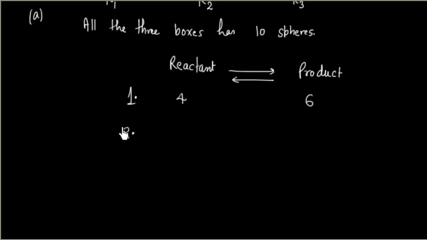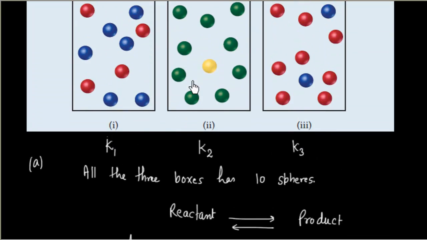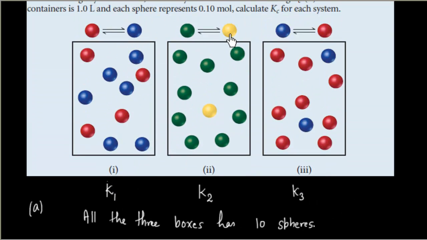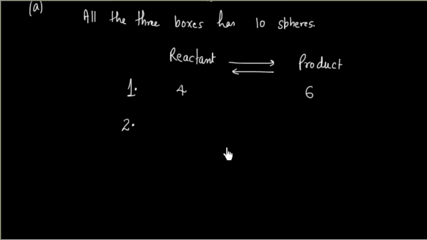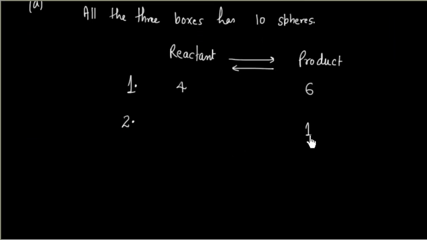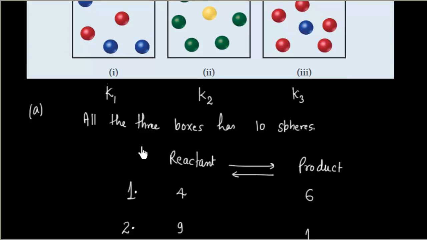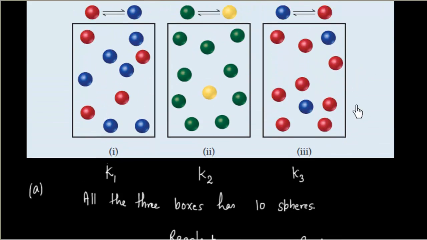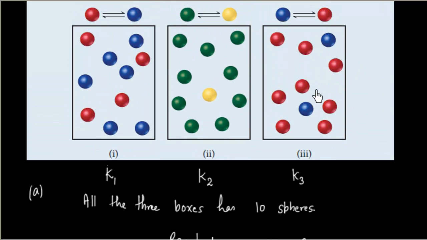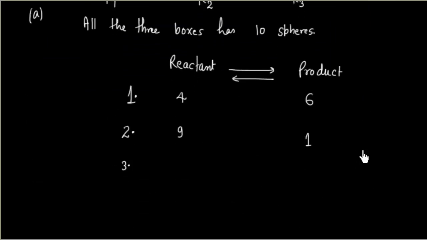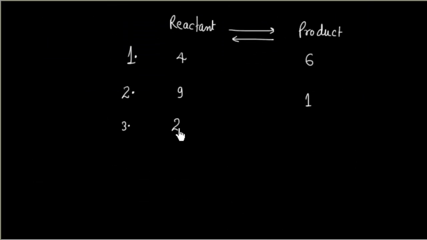Now let us see reaction number 2. We have only one product, that is the yellow one. So we have 1 sphere of product, and then we have 9 spheres as reactant. Now in situation number 3, we have 2 spheres as reactant, that is the blue one, and the remaining 8 spheres as product.